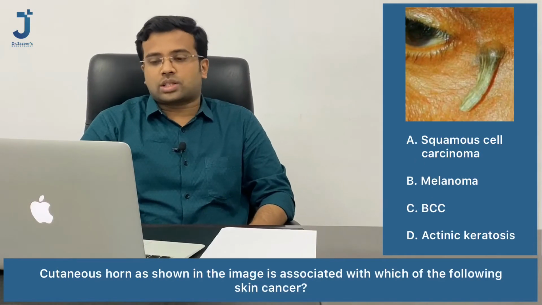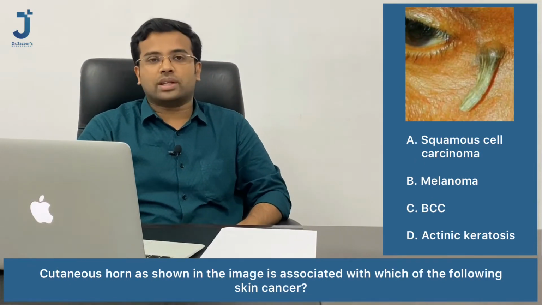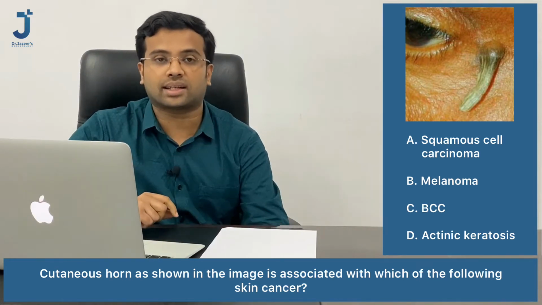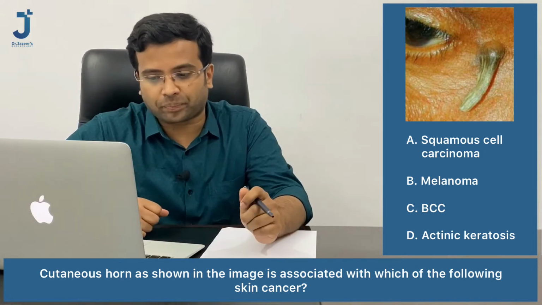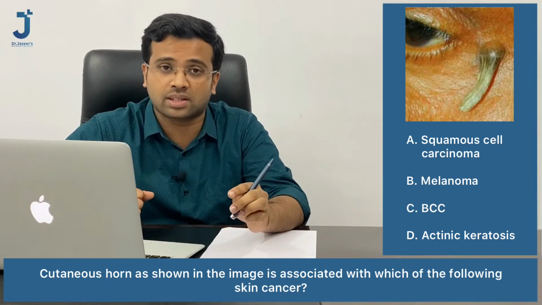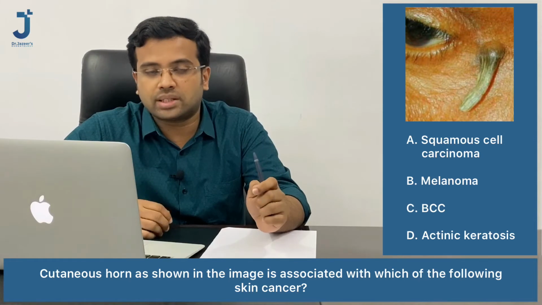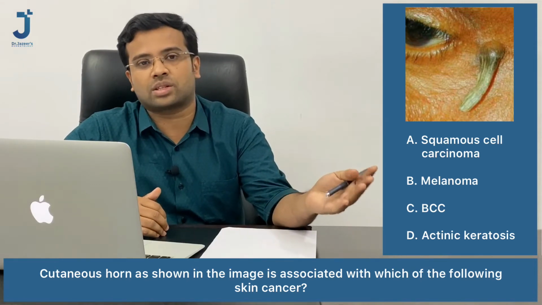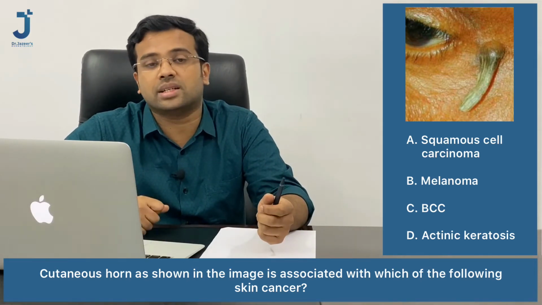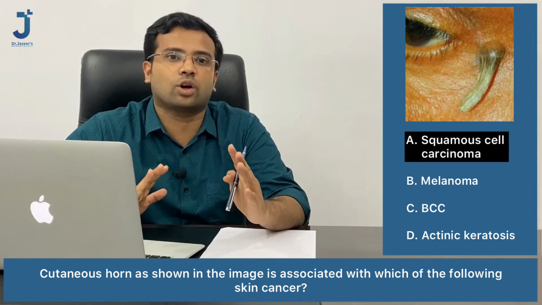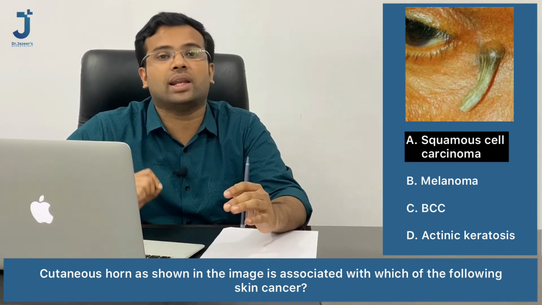Now let's see the next question. Cutaneous horn as shown in the image is associated with which of the following skin cancers? Options are squamous cell carcinoma, melanoma, BCC, and actinic keratosis. Usually for melanoma we have a dysplastic nevus and a giant congenital melanocytic nevus as pre-malignant conditions. For BCC there are no pre-malignant lesions. Actinic keratosis is usually seen if a patient has a history of chronic sun exposure. So the right answer here would be option A, squamous cell carcinoma, because squamous cell carcinoma is the one which has the maximum number of pre-malignant skin lesions.